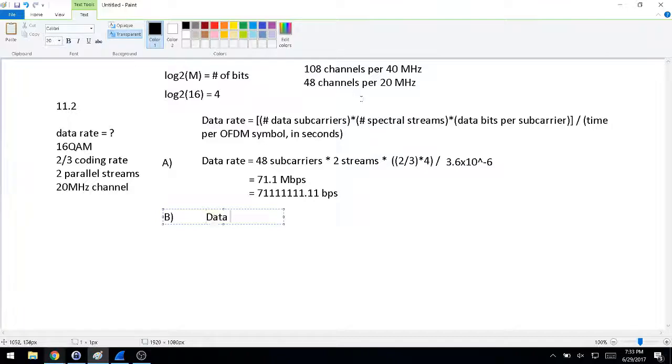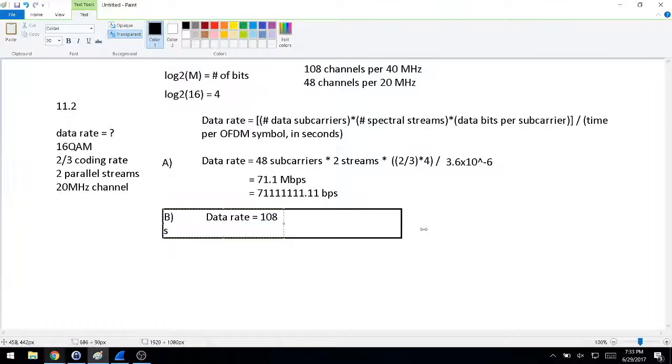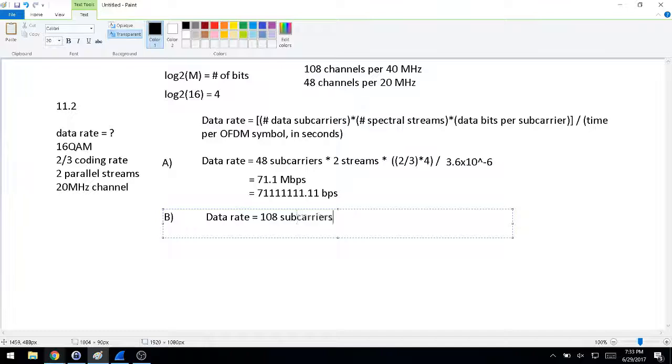And so for part B, again, pulling from the formula, data rate equals 108 subcarriers times, and part B has different requirements, so let's make sure we've got the right requirements. Everything's the same except for the channel. Okay, so that makes it easy. So again, we have 2 streams times a 2/3 coding rate times 4 divided by our constant, or the number that they're telling us we need to use for this. I'm not comfortable completely calling it a constant, but at least for our purposes, we're using it as a constant.